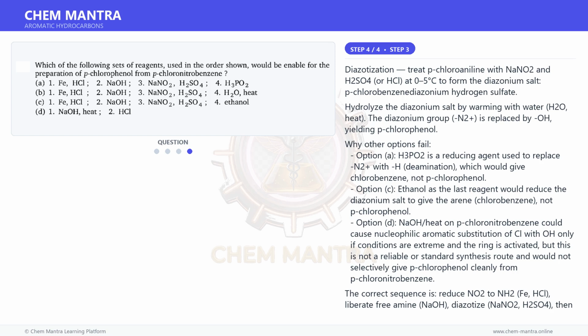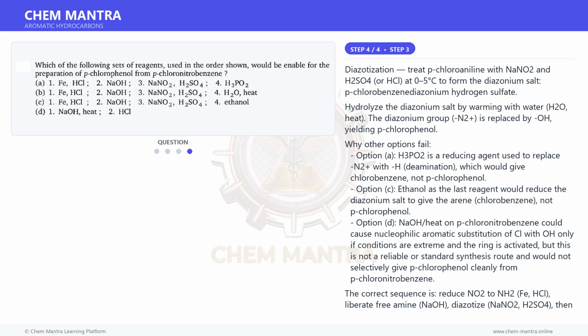And for the final step, diazotization. Treat p-chloroaniline with NaNO2 and H2SO4 or HCl at 0-5 degrees C to form the diazonium salt, p-chlorobenzenediazonium hydrogen sulfate. Hydrolyze the diazonium salt by warming with water, H2O, heat. The diazonium group, N2+, is replaced by OH, yielding p-chlorophenol.